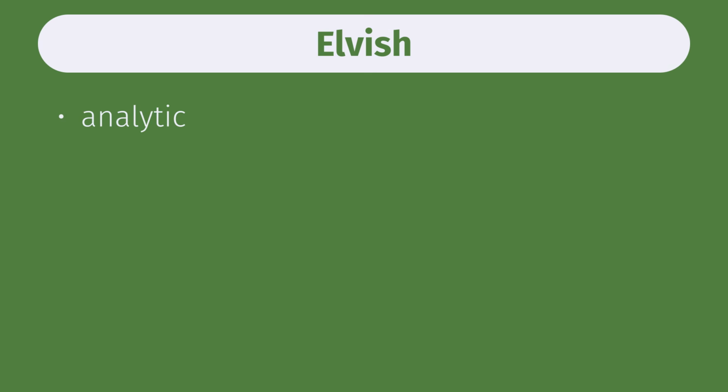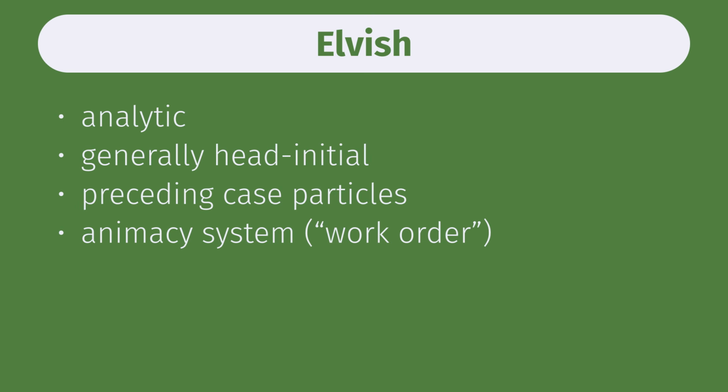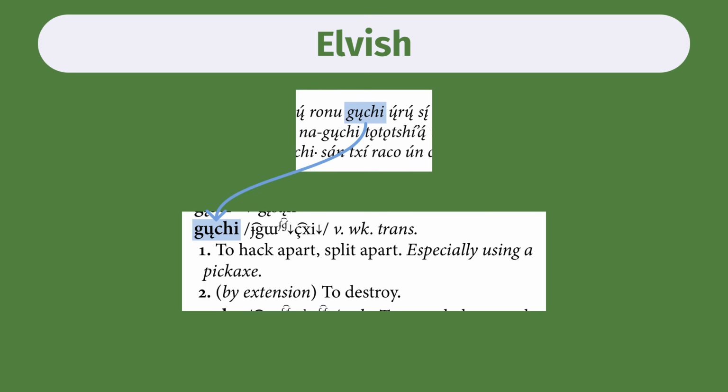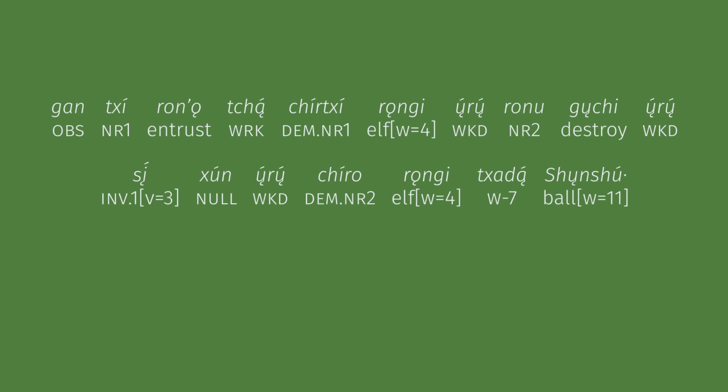Elvish is an analytic, generally head-initial language with case marking by preceding particles, an extensive animacy system called work order that dictates word order, and an important cyclic tense system based on the time of the year. And since it's analytic, words in the text are almost always in their dictionary forms, so the text was not that hard to gloss. I'll explain the grammar points as they come up in the text. So here's the first clause.